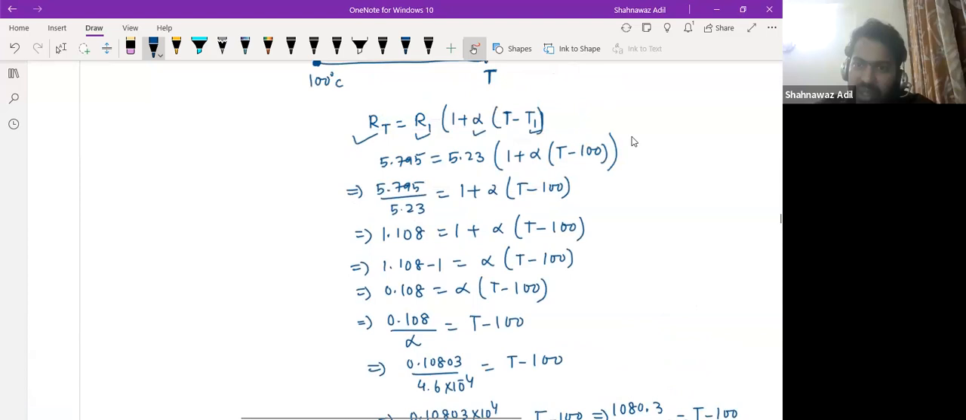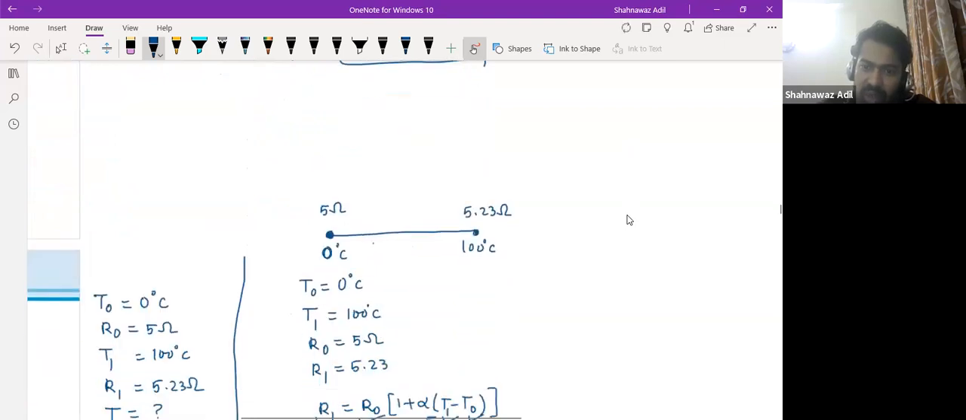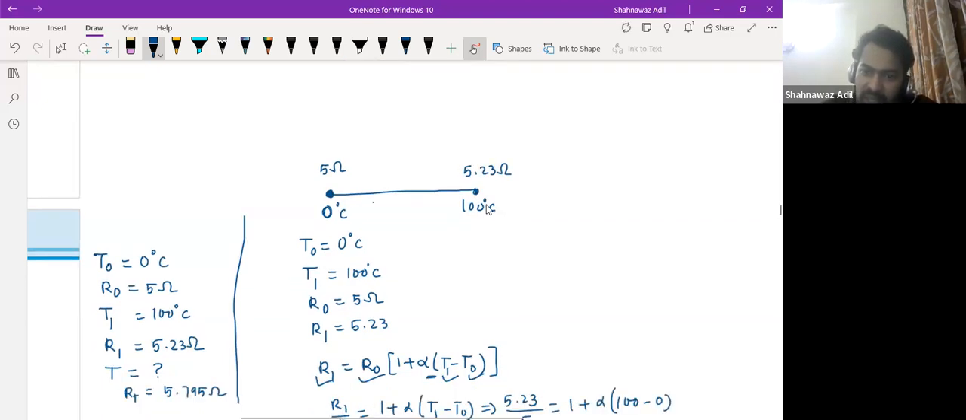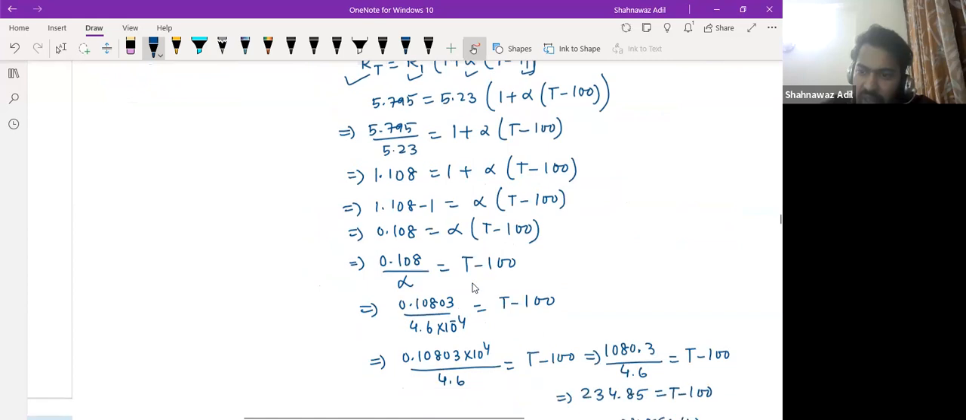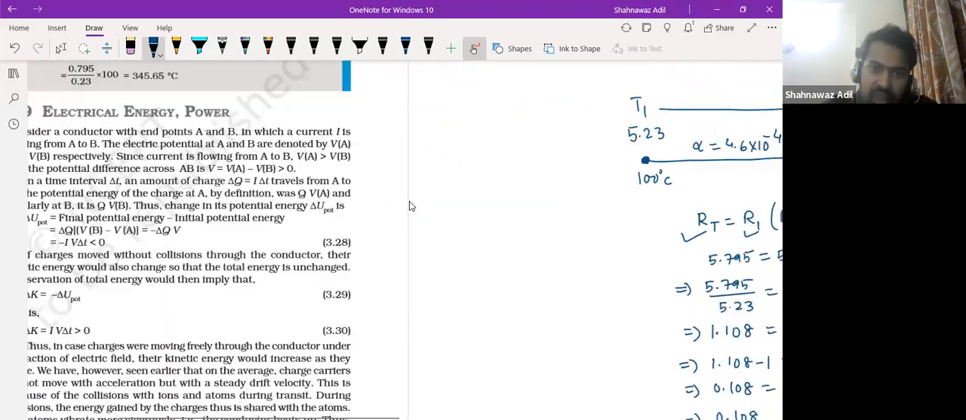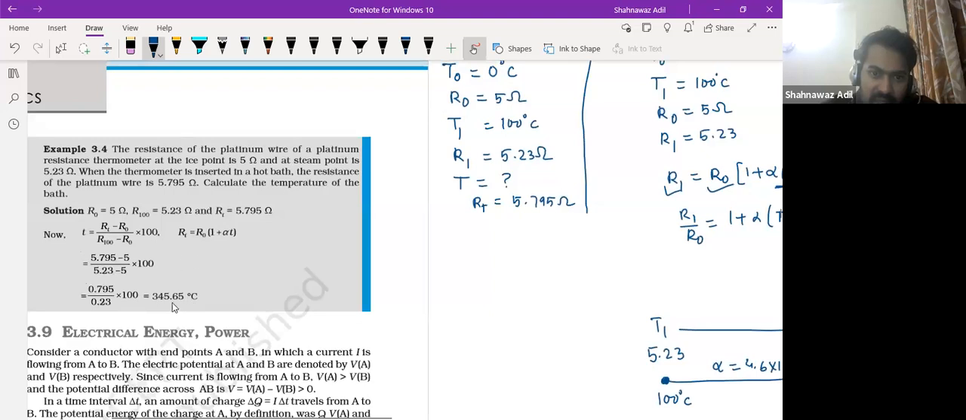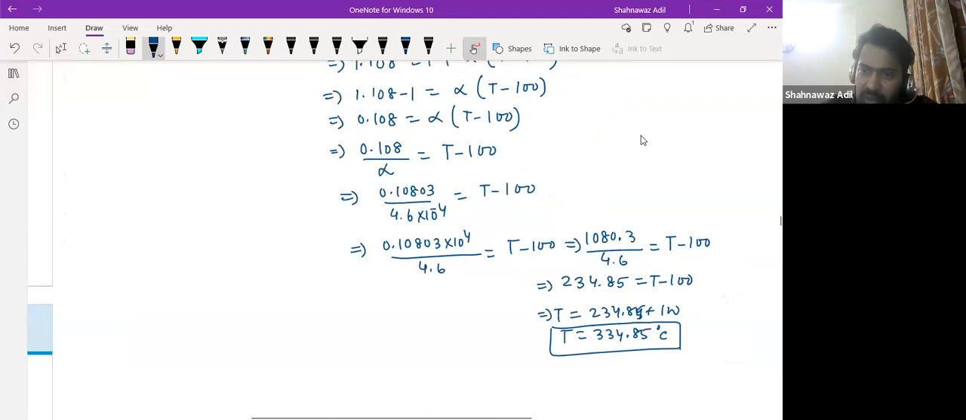Did you guys understand? So we had two processes. One process was that we increased the temperature from 0 to 100. Then the resultant resistance was this, and then we increased the temperature from 100 to some other temperature, and we got the temperature as 334. Yeah, that got 345, right? So maybe there are some small differences, but this is also correct.